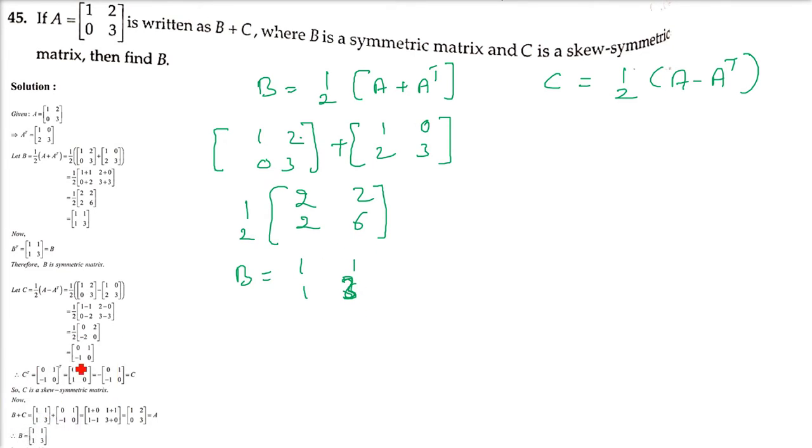Now let us find out C now. C is half A minus A transpose. So 1, 2, 0, 3. This is your A and minus A transpose. A transpose is what? 1, 0, 2, 3.